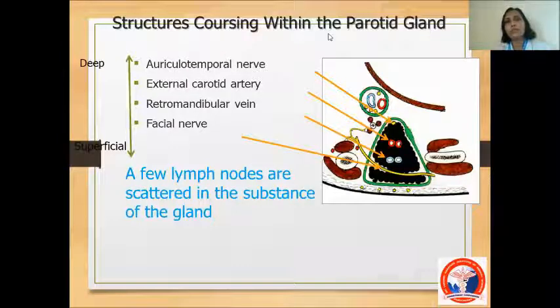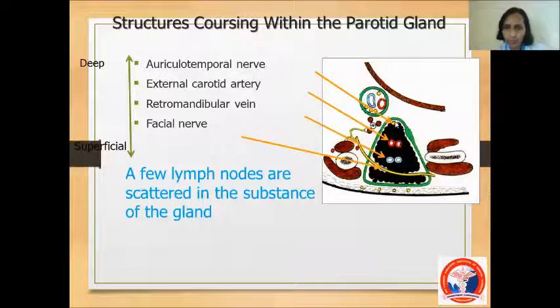The structures which are entering into the substance of the gland are the auriculotemporal nerve, the external carotid artery, the retromandibular vein, and the facial nerve. So these structures are within the substance of the parotid gland. There are also a few lymph nodes which are scattered in the substance of the gland.